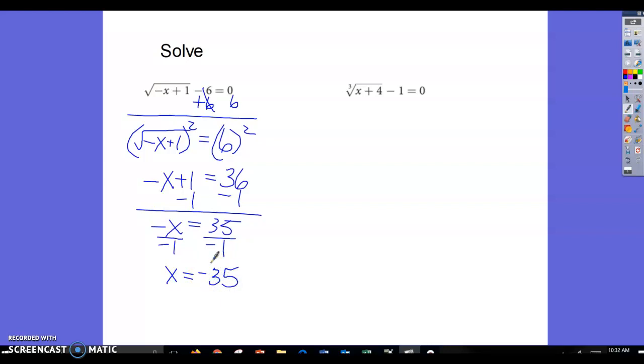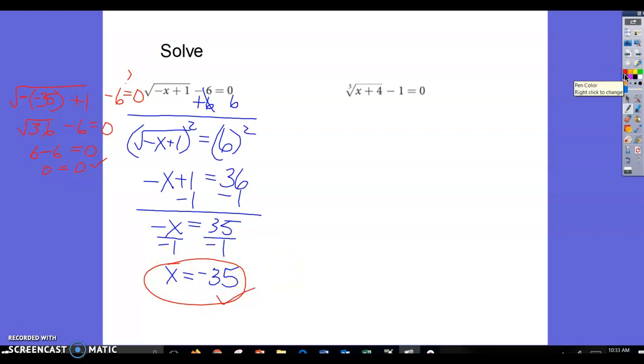All right, now I need to plug that back in to see if it works. So I'm going to say negative 35. X is negative 35, and there's already a negative there, so that's why there's two negatives here. Plus 1 minus 6, does that equal 0? So that's 35 plus 1 is 36. Square root of 36 is 6. 6 minus 6 is 0. So that checks out. So that is a true solution.